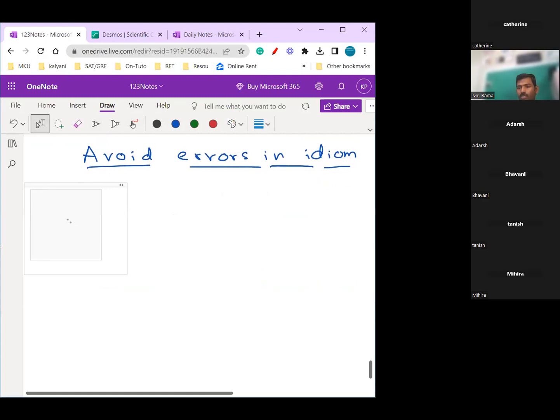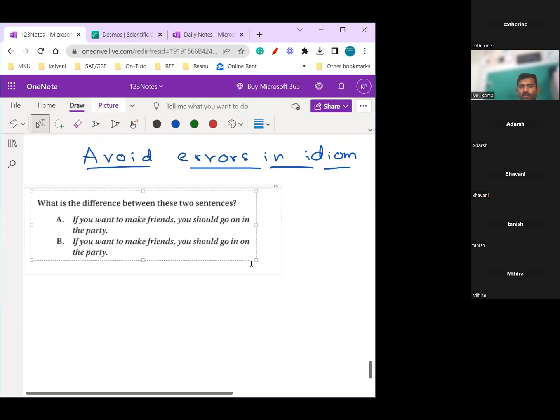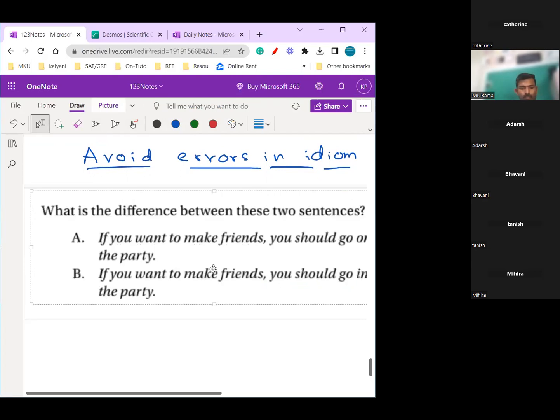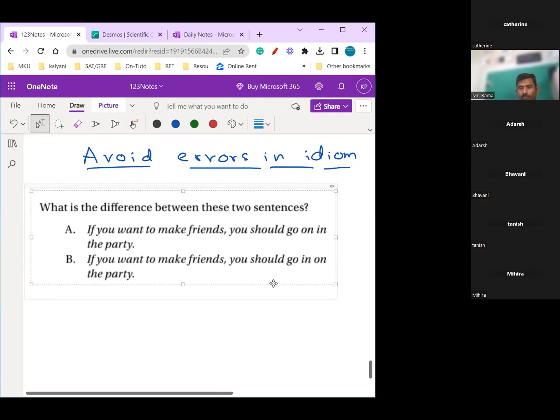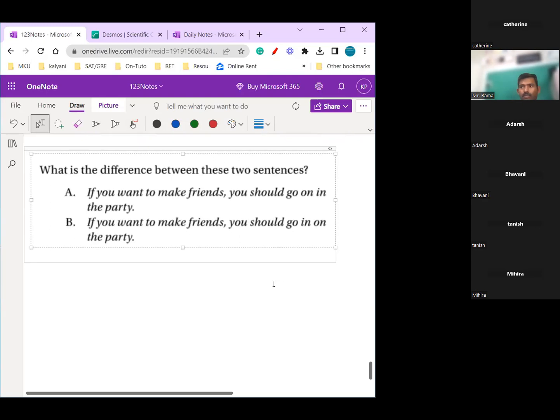What do you guys think? Put them in the chat box. What does the idiom mean? Okay, no problem. No stress. Okay, let's see. Saket, can you please read the question on the screen, please?